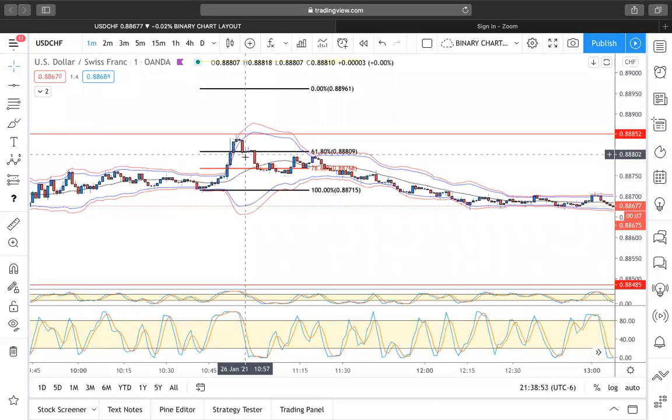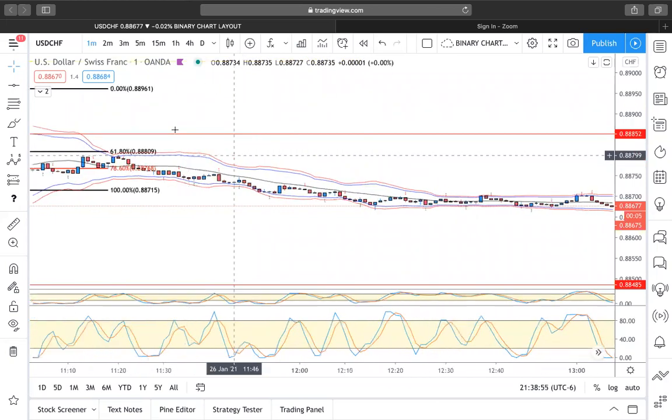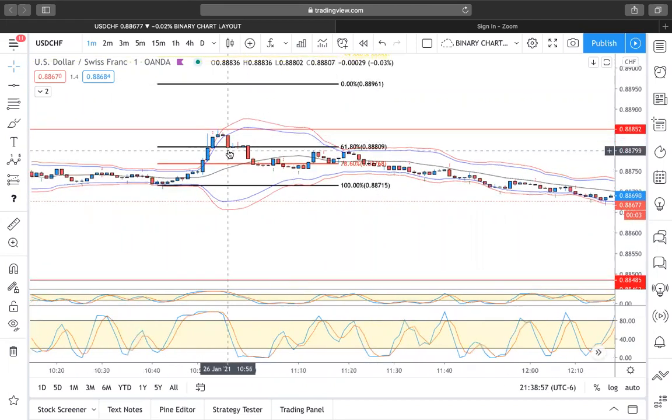Yes, it consolidated back down, but guys, remember what did I tell you? It's about your entry. If you would have entered at the bottom of this wick when it broke through the 618, you would have won that, no matter which direction it would have went in. It's consolidating on the 618.